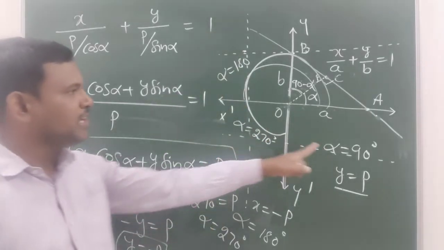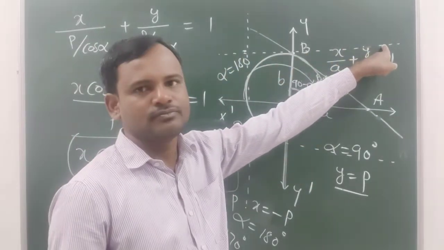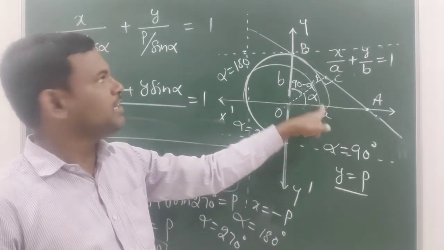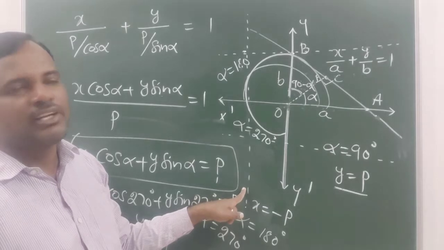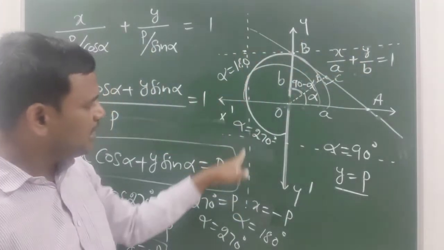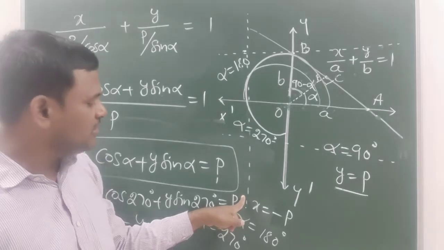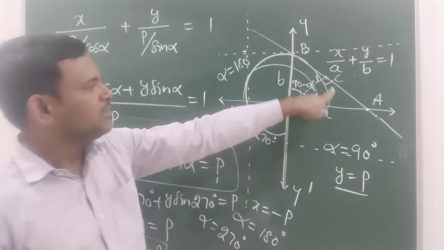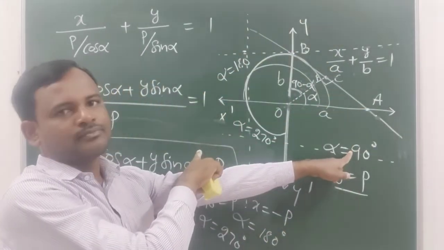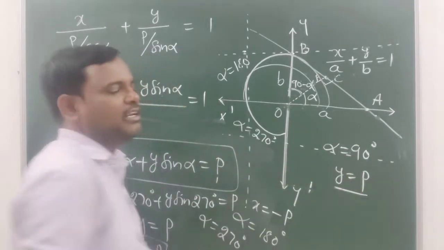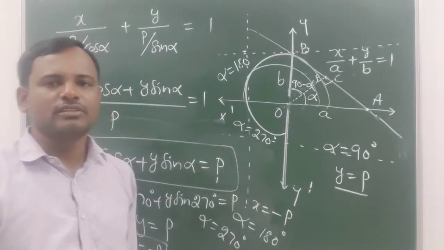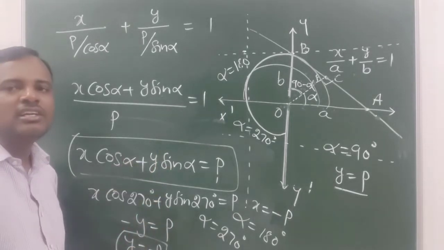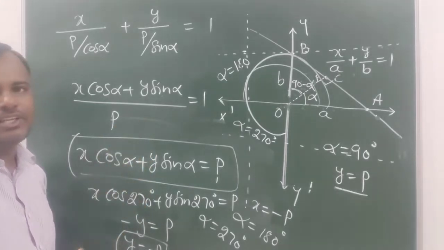Okay. So when alpha is 90 degrees, you get this diagram, whose equation is y equal to p in the Cartesian form. When alpha is 180 degrees, you get this vertical line, whose equation will be x equal to minus p. When alpha is 270 degrees, again see, we will get a line like this, which is also horizontal and parallel to the x-axis, whose equation is y equal to minus p. So these are the three cases under this normal form of the straight line.